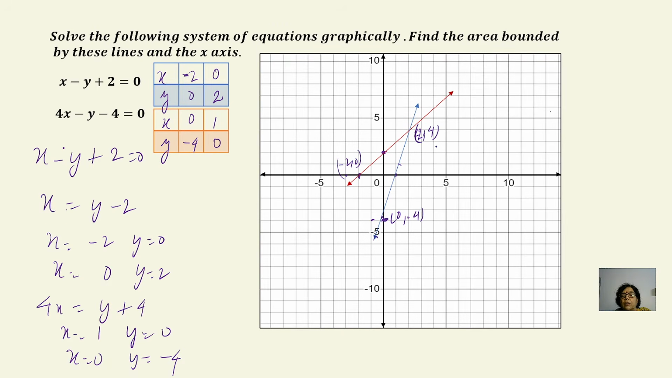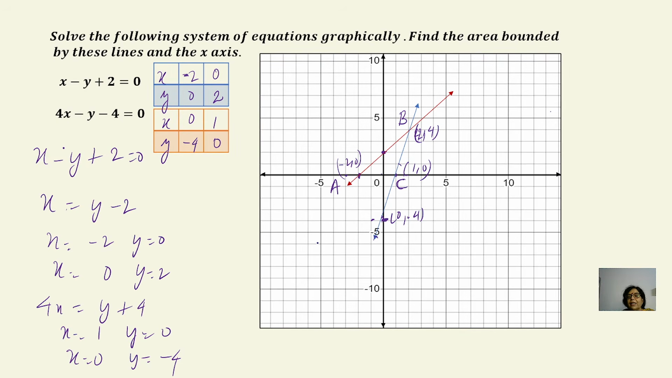Now, we need to find the area bounded by these lines and the x-axis. So which triangle are we talking about? We are talking about this triangle. This is the vertex A, this is the vertex B, and this is the vertex C. Area bounded by the lines and the x-axis. So this is the x-axis. So ABC is the required triangle over here. Now let's write the coordinates. This is minus 2, 0, 2, 4, and this is 1, 0.